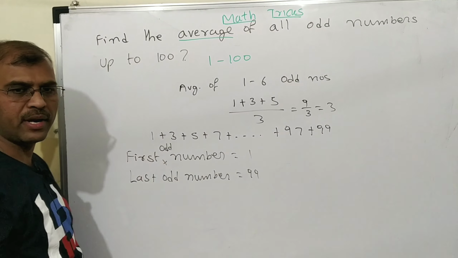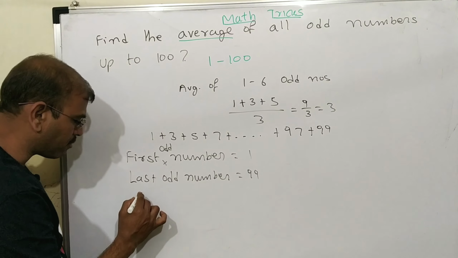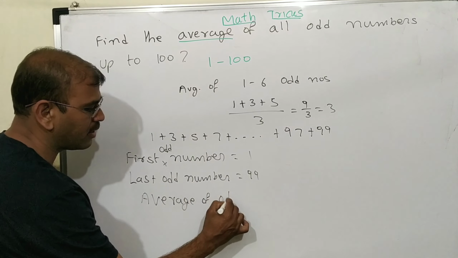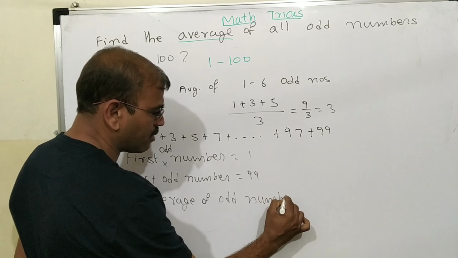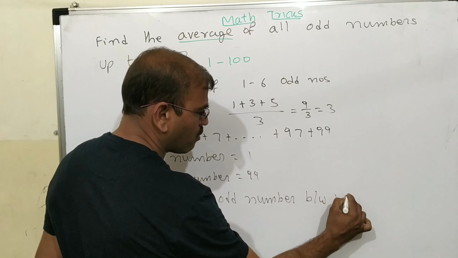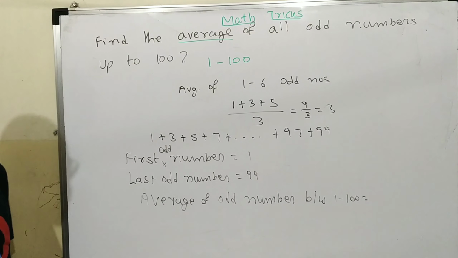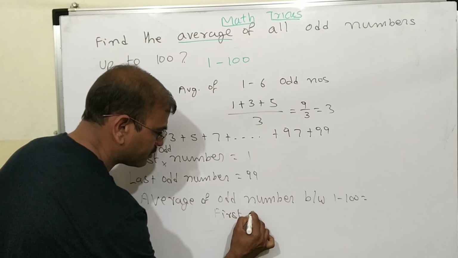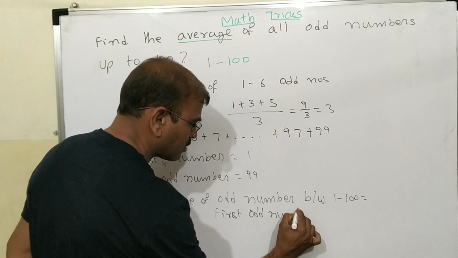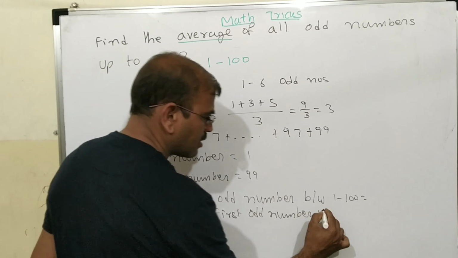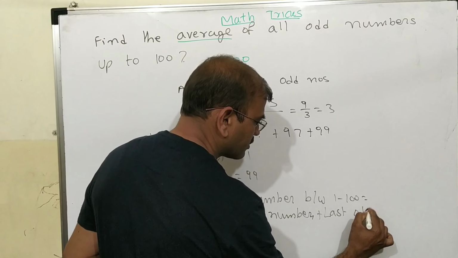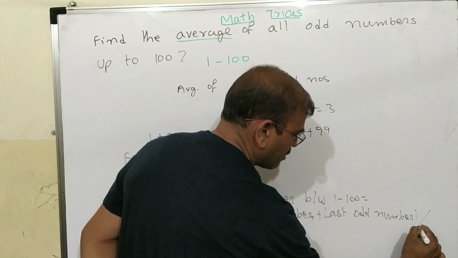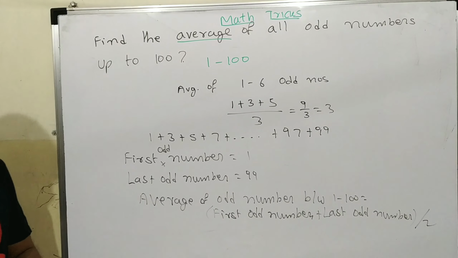Now our question is, we need to find the average. So I will write: average of odd numbers between 1 to 100 is equal to the first odd number plus the last odd number, divided by 2. Look at this carefully.